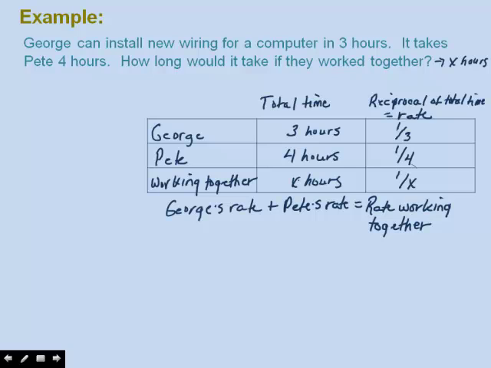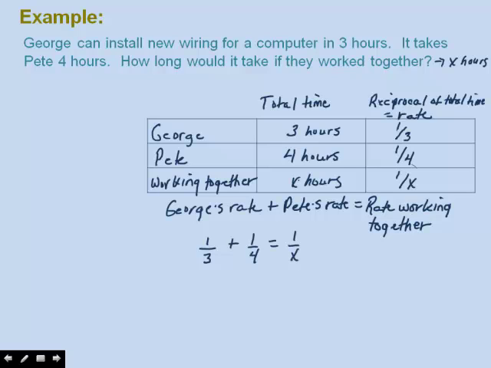And that means since we have those 3 rates here, we can write an equation using this last column of the table. 1/3, which is George's rate, plus 1/4, which is Pete's rate, should equal their rate working together. If we look in our table, that was 1/X. Now we have an equation and we can solve it for X and get the answer to our question.